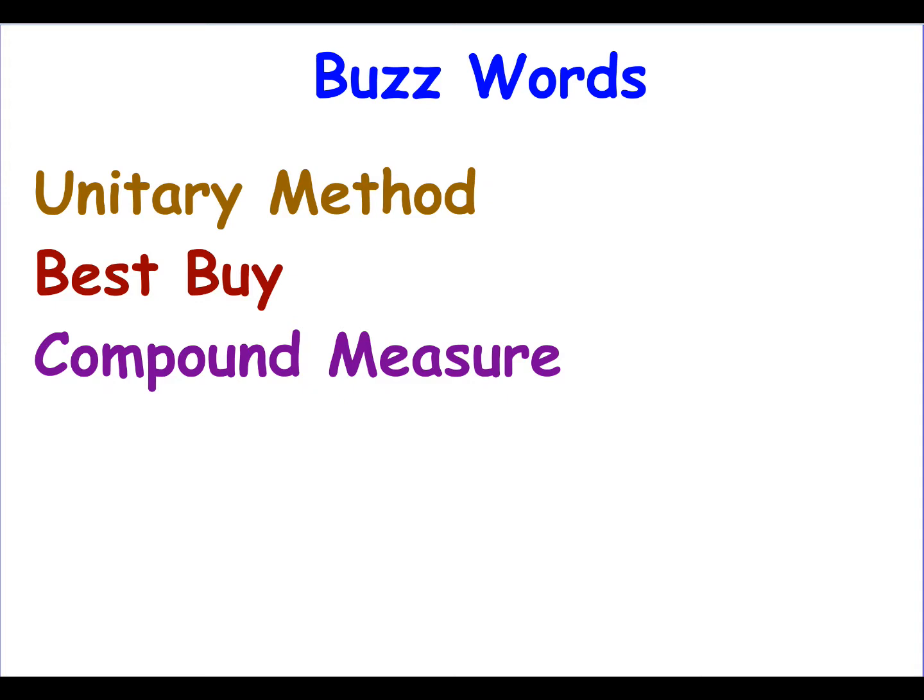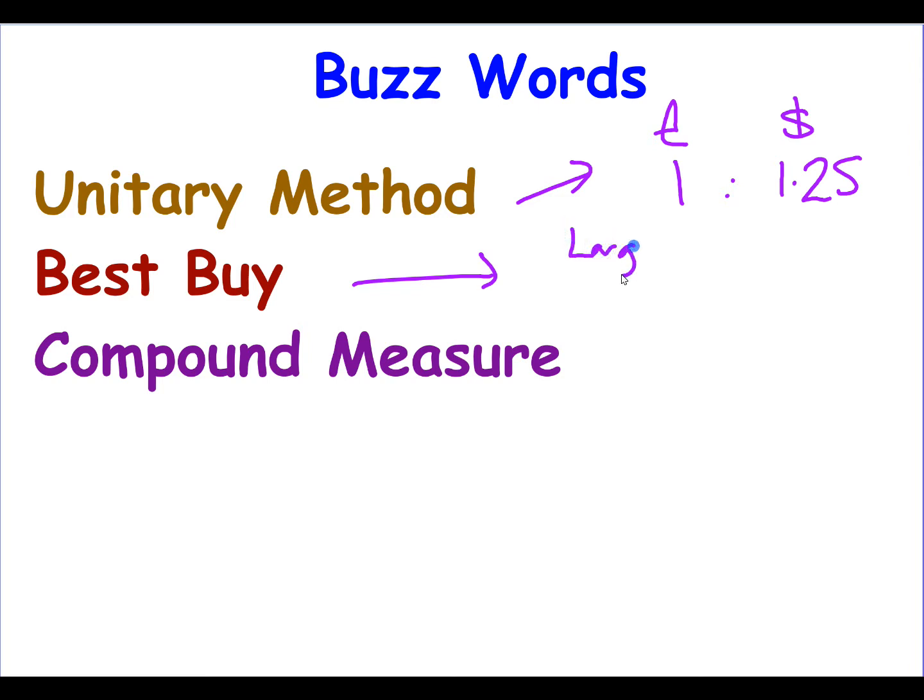Our buzzwords for this session are unitary method, best buy, and compound measure. Unitary method is where we can look at something with the value of 1. We force one of our parts of our ratio to be the value of 1. And one of the most common places you come across this is exchange rates. Best buy is where we have 2 or 3 things we're trying to compare, and again we force one of the sides of our ratio to be the number 1.